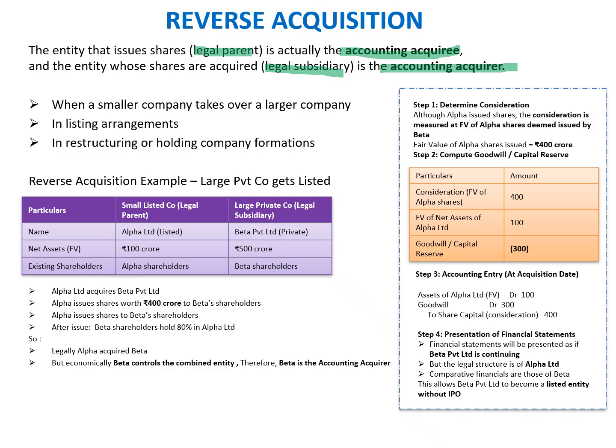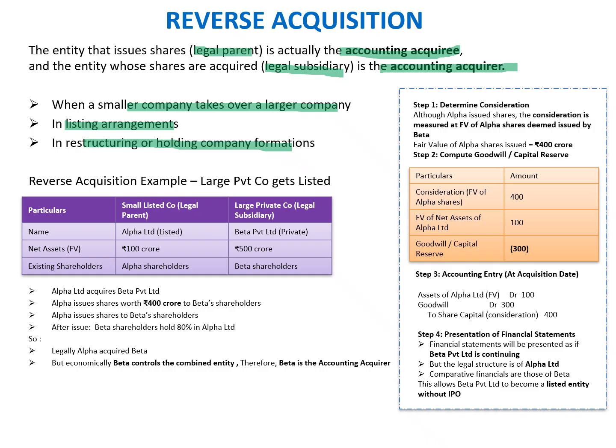This is typically a scenario when a small company gets merged with a large company, or a privately held large company wants to get itself listed without following the IPO route. They follow these kinds of methods to become listed. So when does this scenario happen? When a smaller company takes over a larger company in listing arrangements, restructuring, or holding company formations.